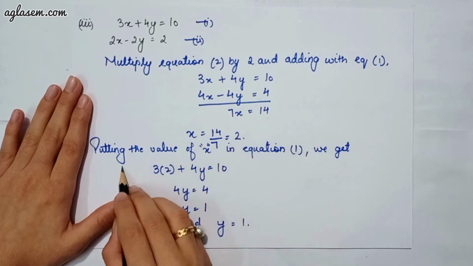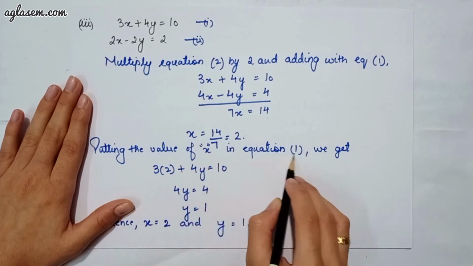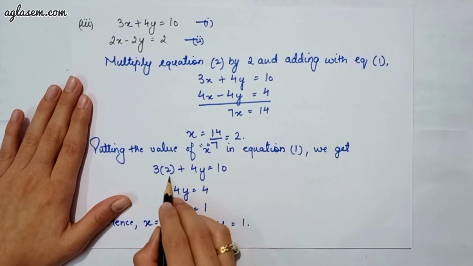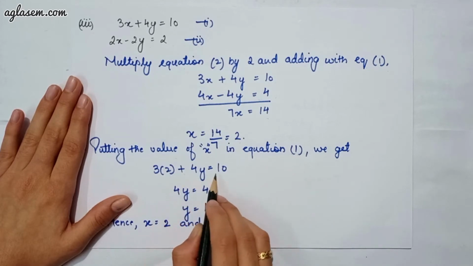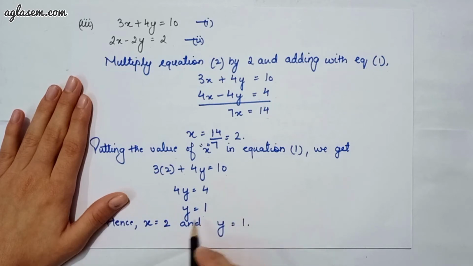So now we have x as 2 and we have to put the value of x in equation 1 so that we can get y. So here 3 into 2 plus 4 into y is equal to 10. So y will come as 1. So here x is 2 and y is 1.